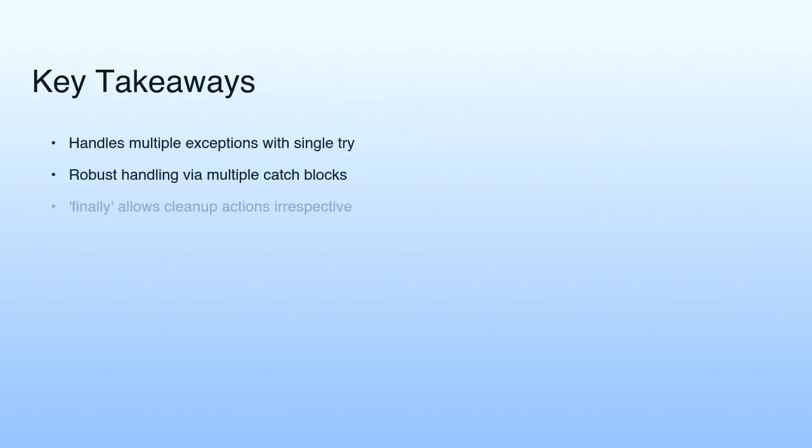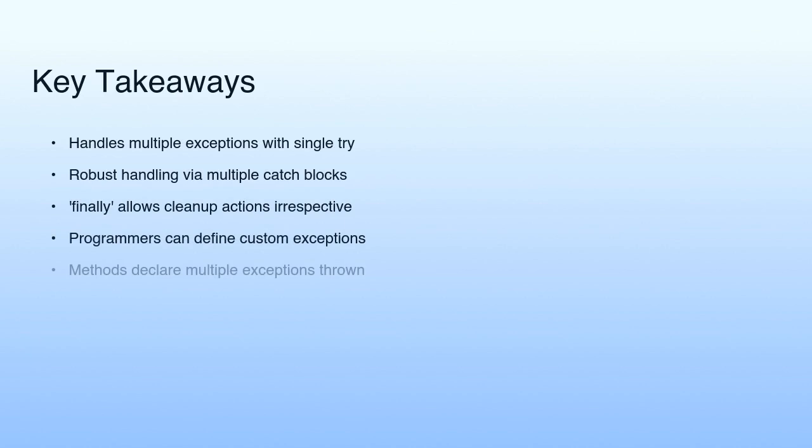In summary, Java's exception handling features, including handling multiple exceptions with a single try using multiple catch blocks, the finally clause for cleanup actions, defining custom exceptions, and declaring multiple thrown exceptions, provide programmers with flexibility and robust error handling capabilities.